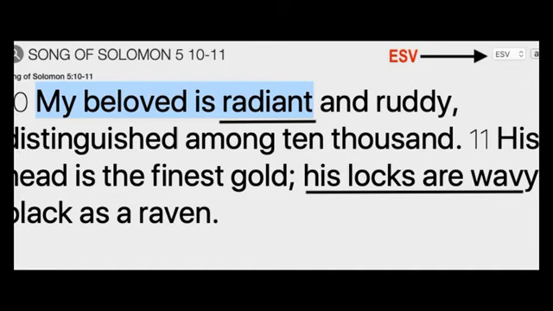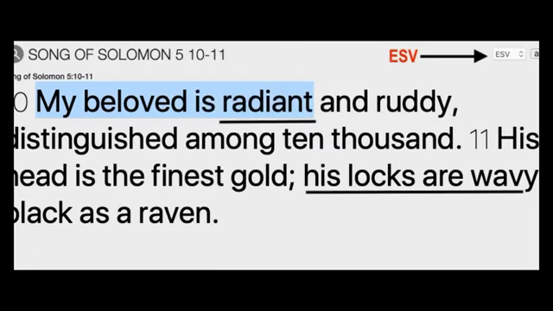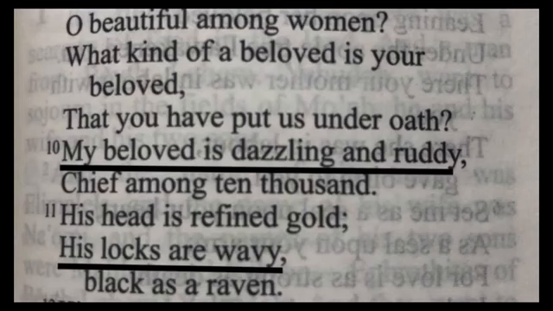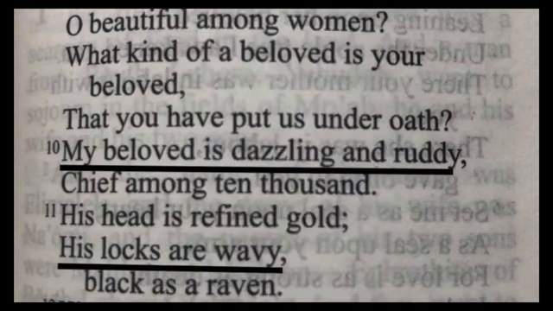But when you read from other verses, it says that my beloved is radiant. In the ESV version, it says radiant, and in the version of the Bible called the Scriptures, it says dazzling, which means very attractive and handsome. That's what it means. And he had dreadlocks. The only people that have dreadlocks on earth is black people. So you see how they're deceiving the people with the King James version.